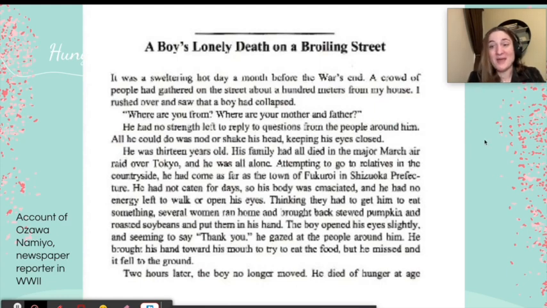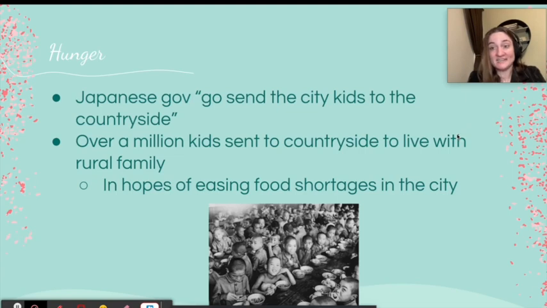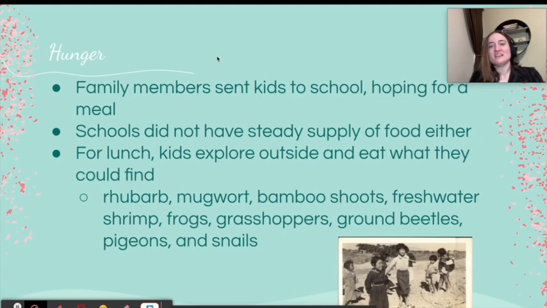So that's how bad it was. I mean, there were just people dying in the streets of hunger. So what was the Japanese government solution to this? They literally were like, go send the city kids to the country. So over 1 million kids were sent to the countryside to live with rural family members. This was in hopes of easing food shortages in the city. Because in the countryside, there's lots of wild plants and you have the farm fields and stuff. Like, you would think that would solve the problem. It didn't.